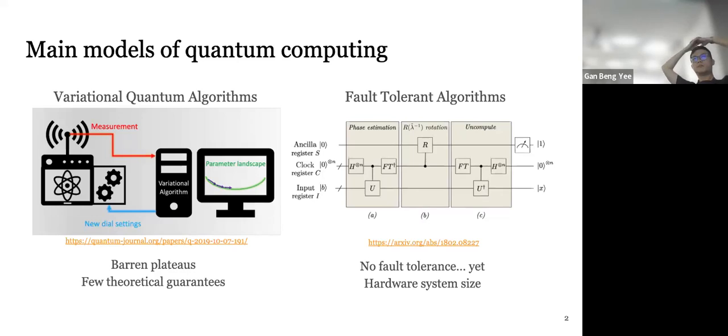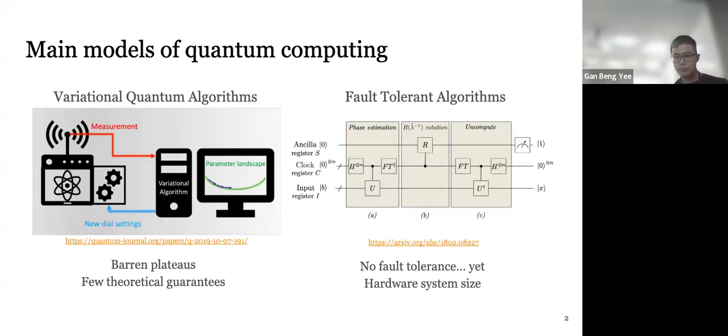So these are more like near-term solutions for a quantum computer. However, some problems, such as barren plateaus and the fact that few theoretical guarantees exist in this type of computing, are a problem for how these near-term computers operate.